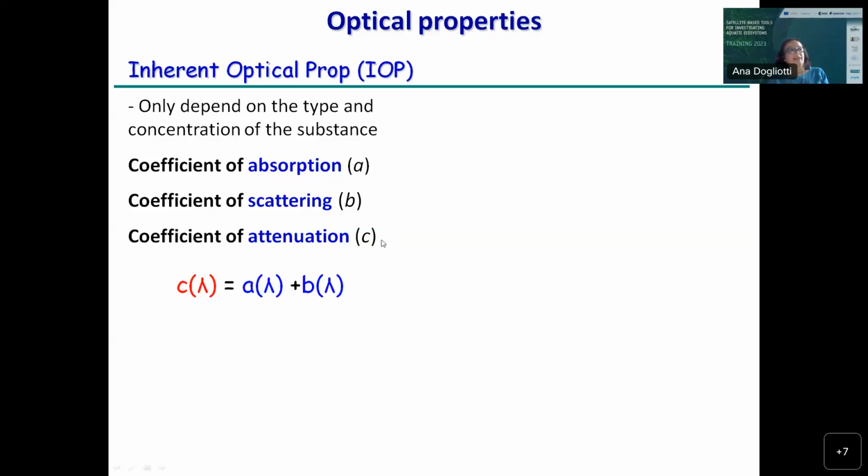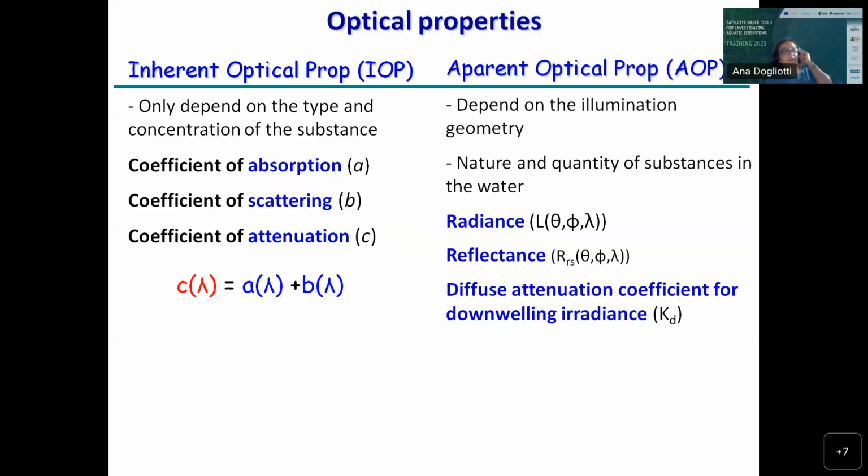Here I added the attenuation, which actually is the sum of the absorption plus the scattering. So how the light is attenuated is the sum of how much is absorbed plus how much is scattered. In turn, the apparent optical properties depend not only on the type and concentration of the substance, but also on the illumination geometry, something external to the substances that are present in the water.